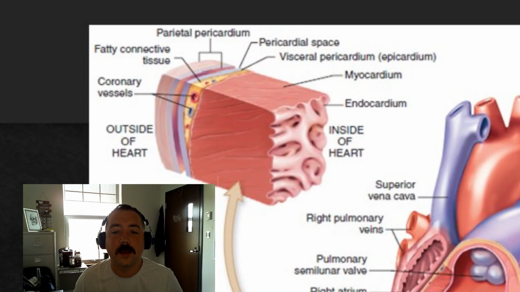The outer layer of the heart is called the epicardium, or the visceral pericardium, so it has 2 names. Above that is a thin layer of fluid, and then that outer sac that I talked about before, called the parietal pericardium. Remember the terms visceral and parietal way back from chapter 1.